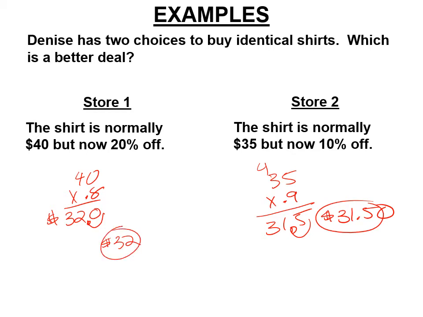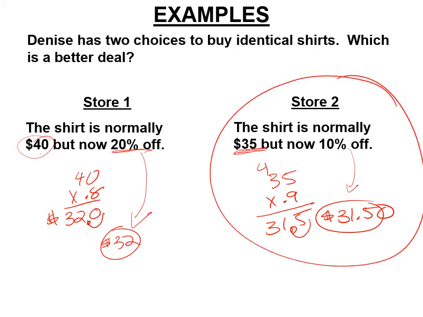So Store 1 had a higher price to start, but was giving you more of a discount. Store 2 was giving you less of a discount, but started at a lower price. So Store 2, you save a whopping 50 cents. So you're going to pick Store 2.